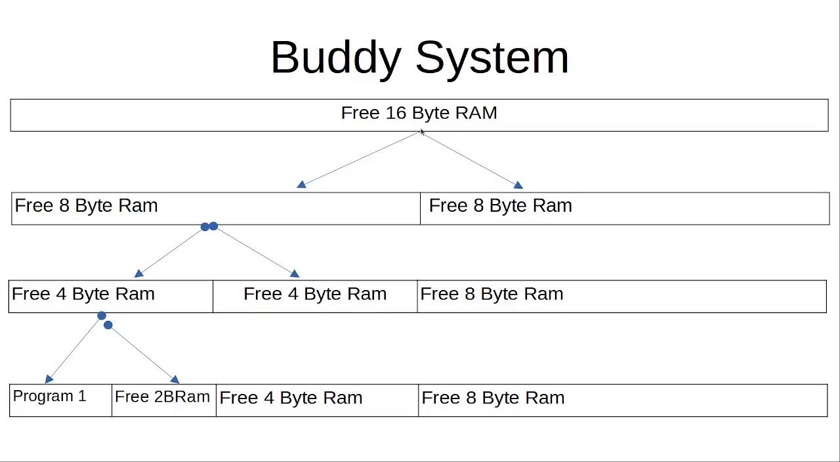But to be more efficient, instead of using one of these 8-byte blocks, we split them again. Now we get two 4-byte blocks. We can use these two, but if we split one of these 4-byte blocks again, we will get two 2-byte blocks, and that's the perfect size for what we need. So the buddy system splits the RAM into about 4 pieces: two 2-byte pieces, one 4-byte piece, and one 8-byte piece. And it allocates one of the 2-byte blocks for program 1.